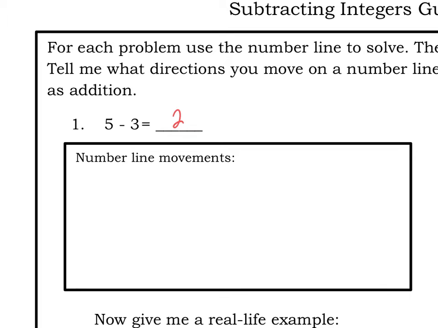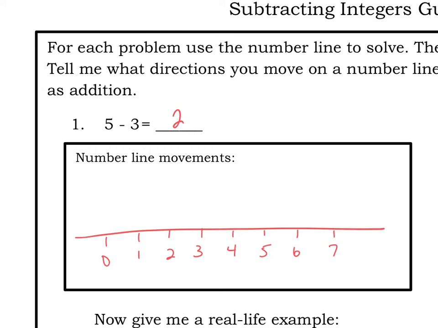So let's review what the number line movements look like. If I have a number line, I know that my first number tells me I need to move in a positive 5 direction. Okay, so I start at 0 and I go to 5 because that's what the first number tells us.